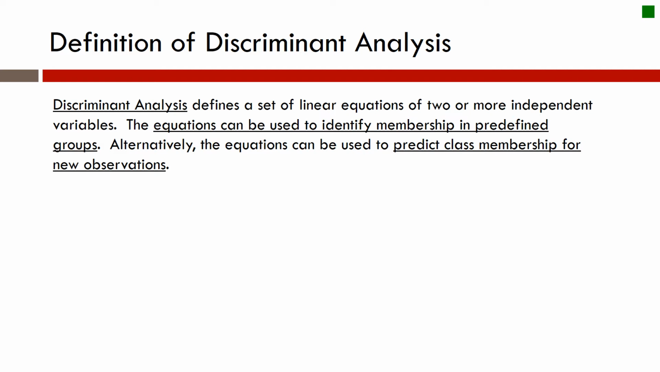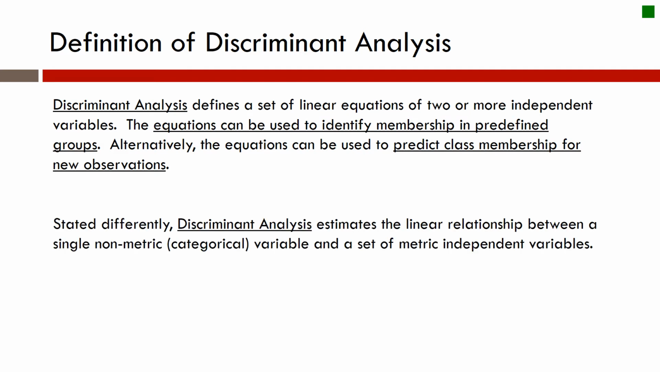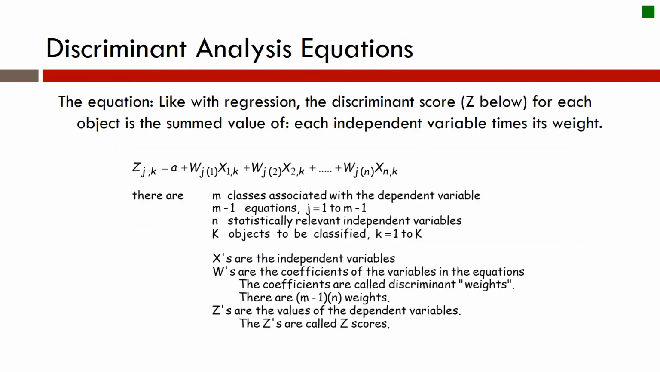What we want to be able to do again is to predict or place objects into classifications or groups. So we want to predict class membership for new observations based on some historical data that we have. Stated differently, discriminant analysis estimates the linear relationship between a single non-metric variable and a set of metric independent variables.